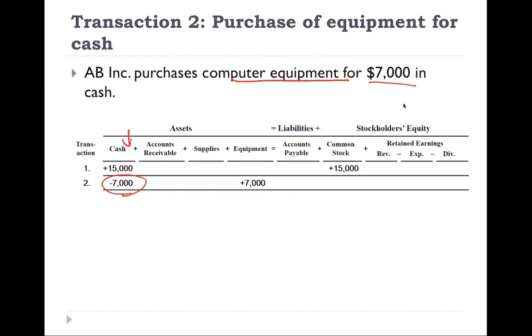And because cash is an asset, assets decreased by 7,000. And using the 7,000, AB Inc. purchased the computer equipment. So now the firm has equipment worth 7,000. So equipment increased by 7,000, and because equipment is an asset, assets increased by 7,000. So this dual effect is a decrease in assets and at the same time an increase in assets. So this is the second event.